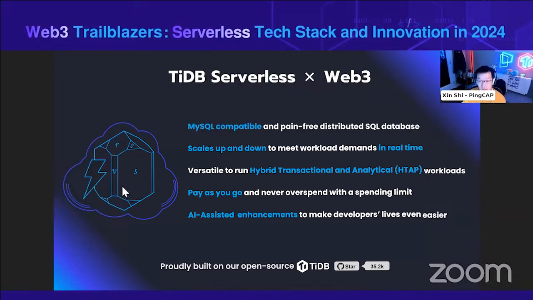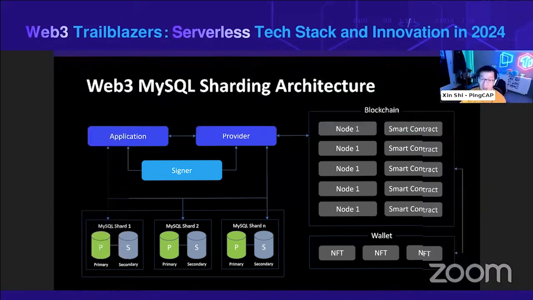So let's look into some of the details. First of all, let's talk about the traditional Web3 MySQL architecture. Basically, we have an application layer connecting to the provider through a signer, indicating the transaction authorization. The data layer is fragmented across multiple MySQL shards, each with a primary and secondary for replication. This setup is aimed at scaling write operations across the different database shards.